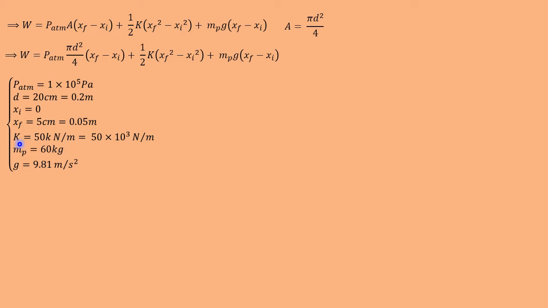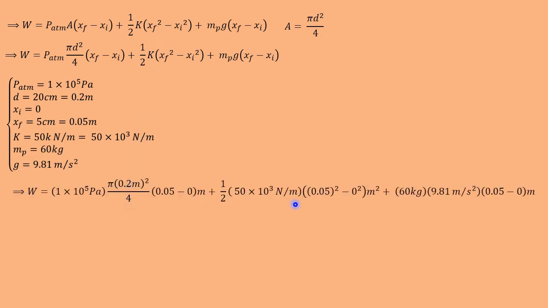K, the spring constant, is 50 kilonewtons per meter, which is equal to 50 times 10 to the 3 newtons per meter. The mass of the piston, MP, is 60 kilograms, and the acceleration due to gravity is 9.81 meters per second squared. So we're going to have all these parameters substituted in the expression for the work, and that's what we have right here. So each of the known values has been substituted.